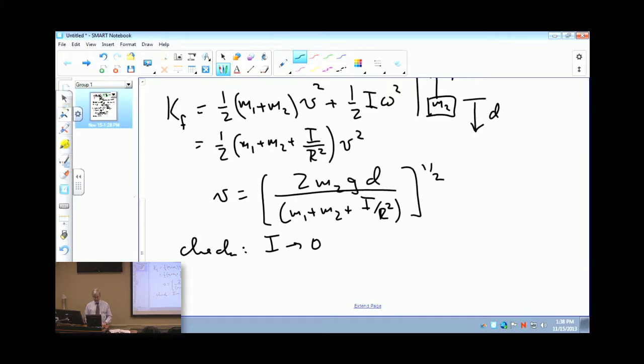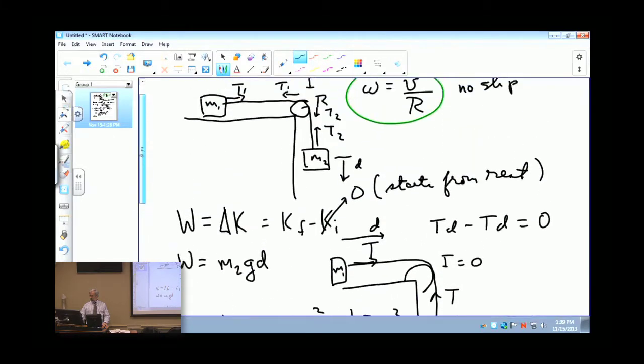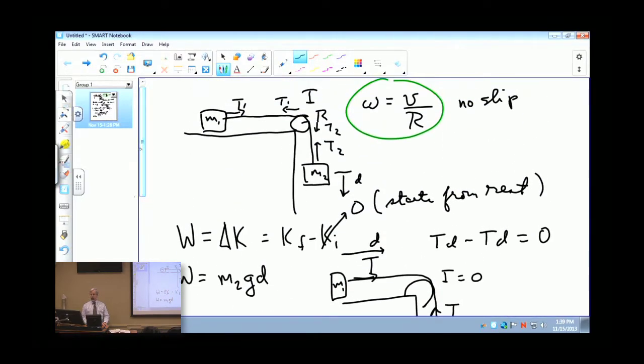Okay. Any questions about that? What do you think of this? Did it puzzle you? Did it make sense? Okay, you should be able to work this problem. It has some parts to it, but you should be able to work this problem both in terms of force and in terms of energy.